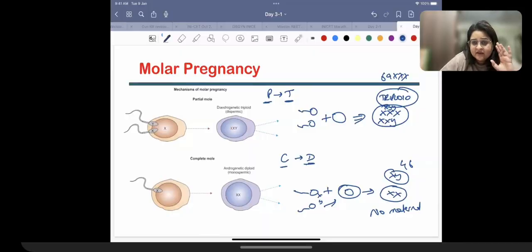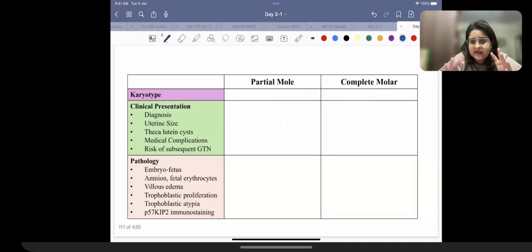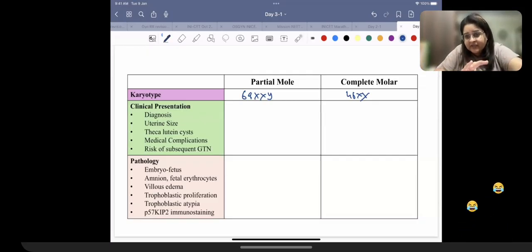So there is partial mole which is triploid, complete mole which is diploid. Now you should be able to understand the differences between both. The most important, of course, is the ploidy, the karyotype: partial mole is triploid, complete mole is diploid. Okay, YY is not possible, you need a YX, life doesn't go on without an X. YY can never exist, there has to be an X in it.